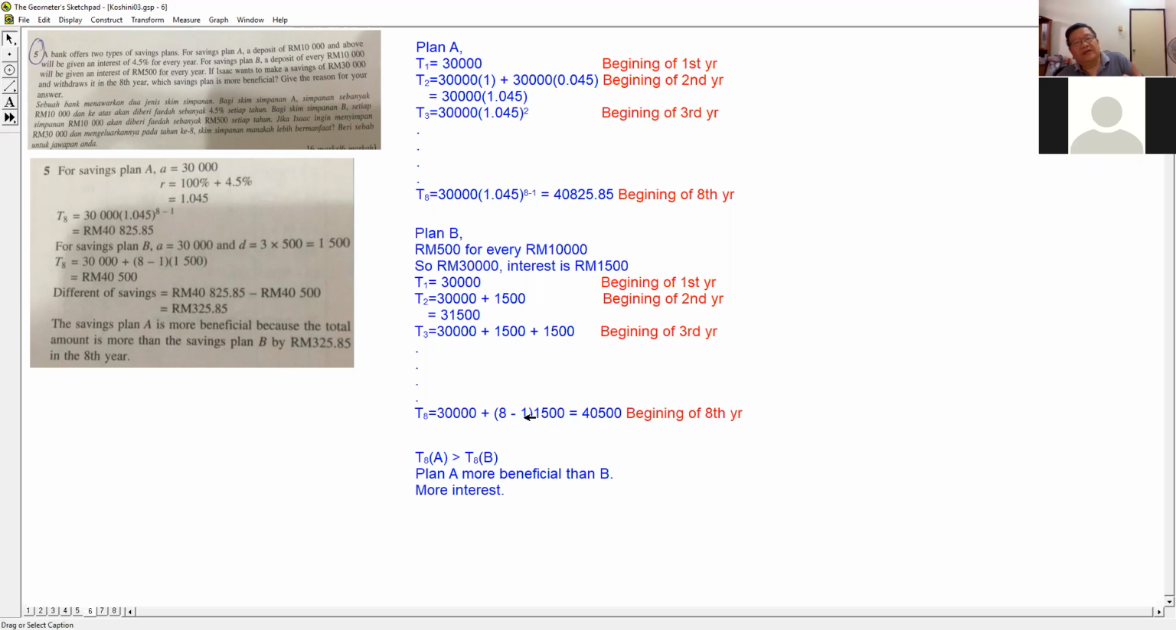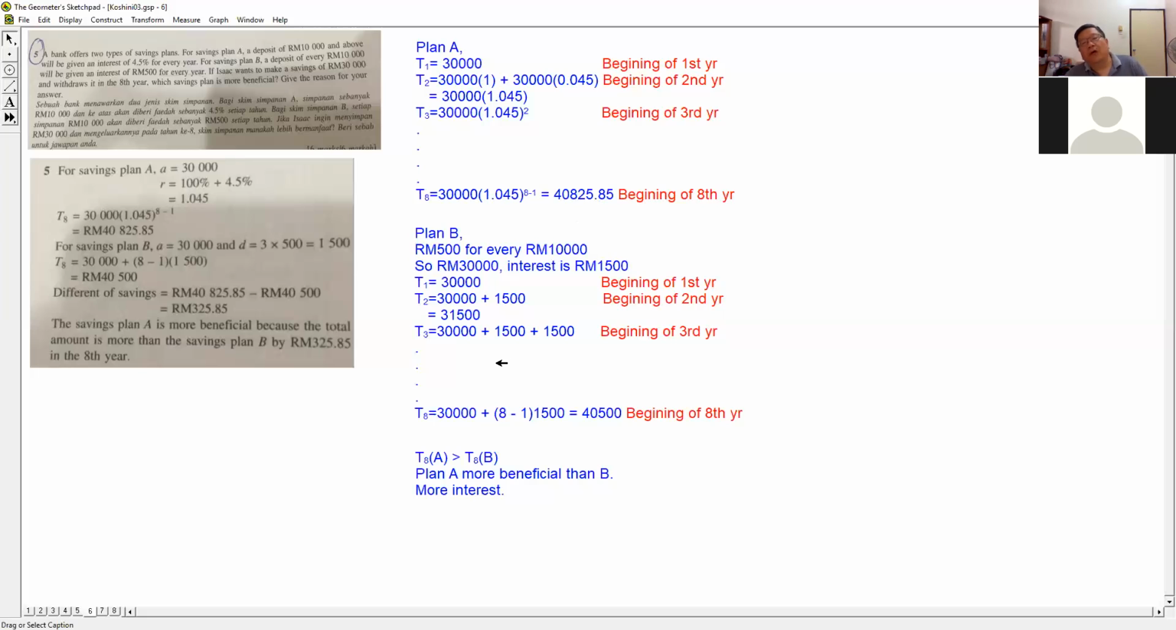So this goes according to the arithmetic progression, whereas the first one goes according to the geometric progression, right? So you have these two. Now we are going to compare how much we are going to get during the 8th year if we follow plan A, and how much if we follow plan B. Using our geometric progression, Tn equals A r to the power of n minus 1, you should be getting 40,825 ringgit for plan A.